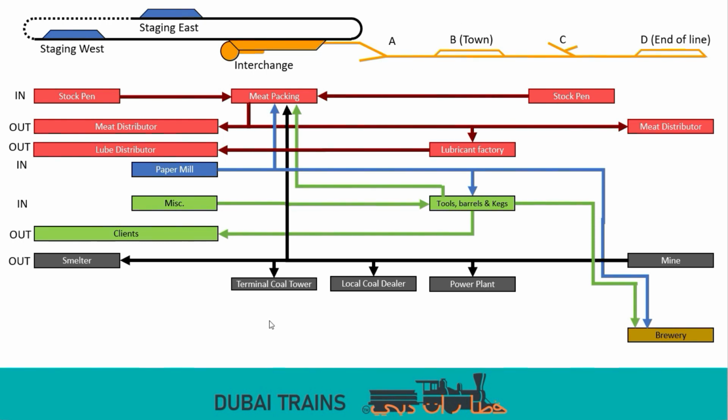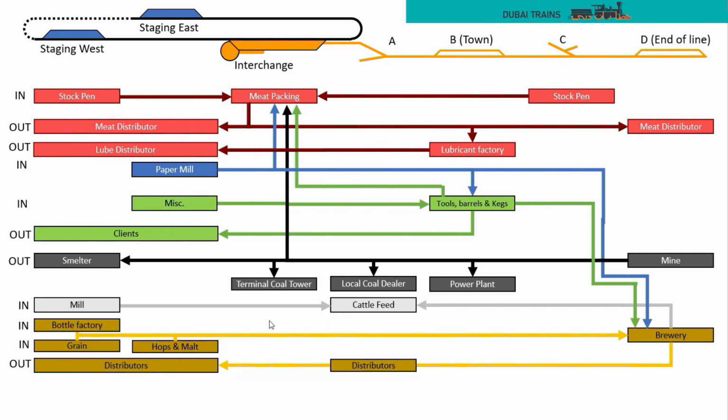So as you see, it's starting to get a little bit complex, but don't worry, it's going to be made easy soon enough. But let's add a little bit more complexity first. Cattle feed. There's a cattle feed located at location A. It will receive covered hoppers from a mill in the west, and it will receive some hoppers from the brewery, as the brewery has a waste product that goes into cattle feed.